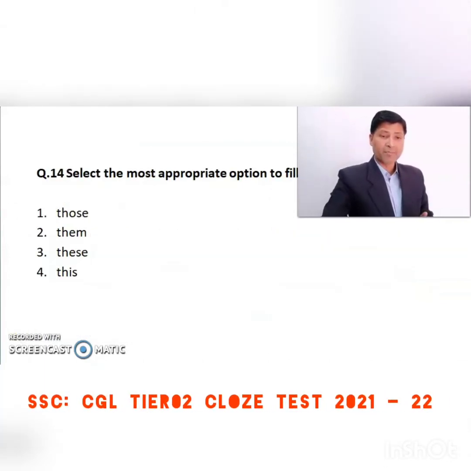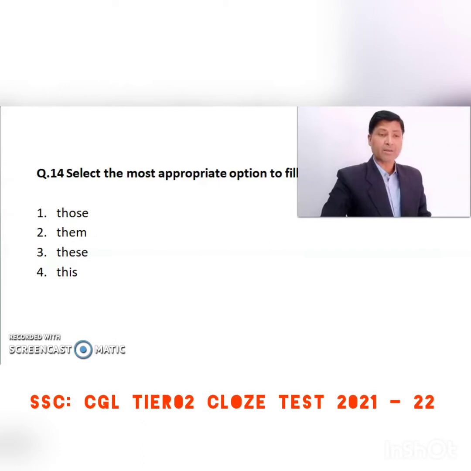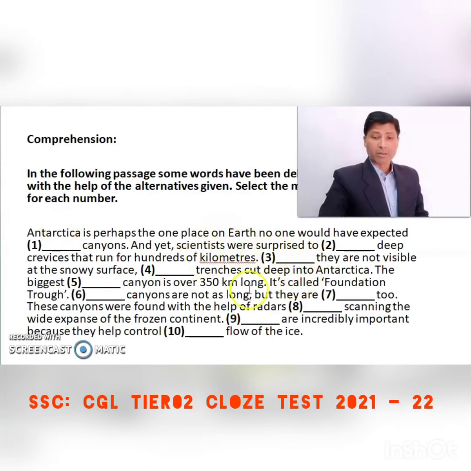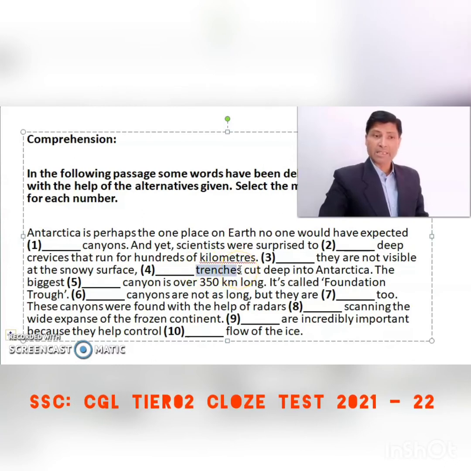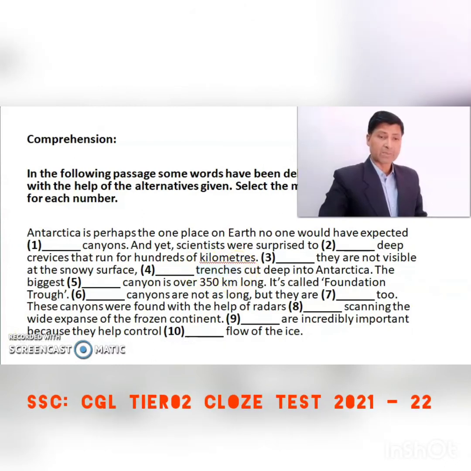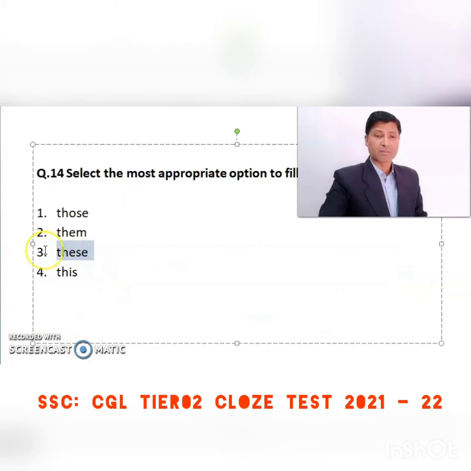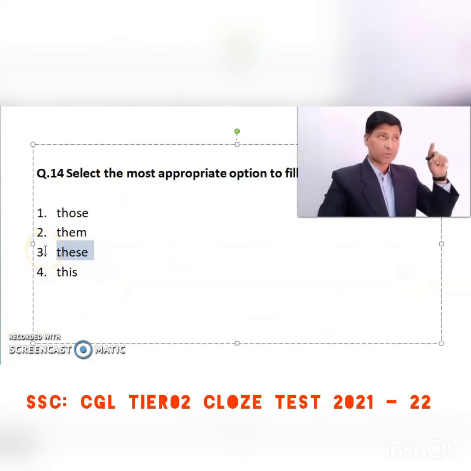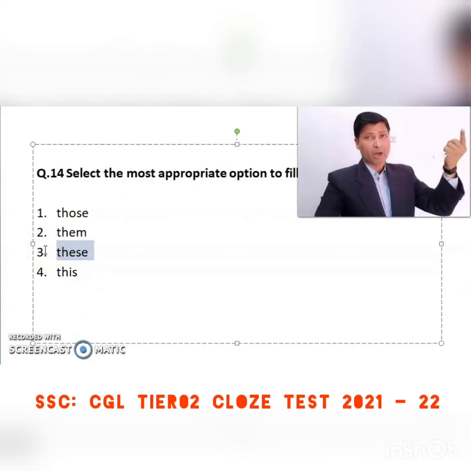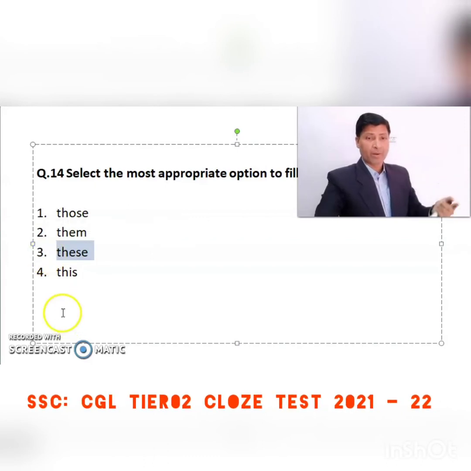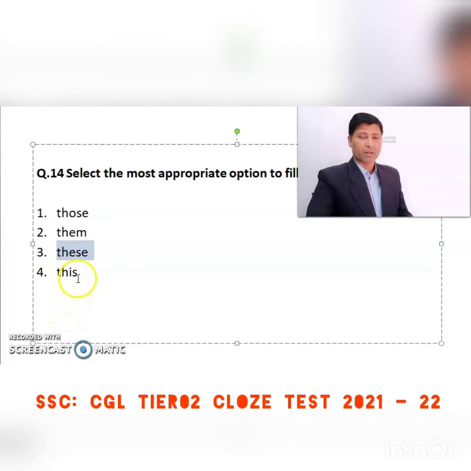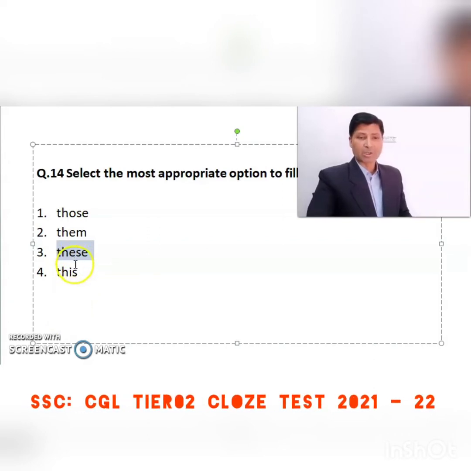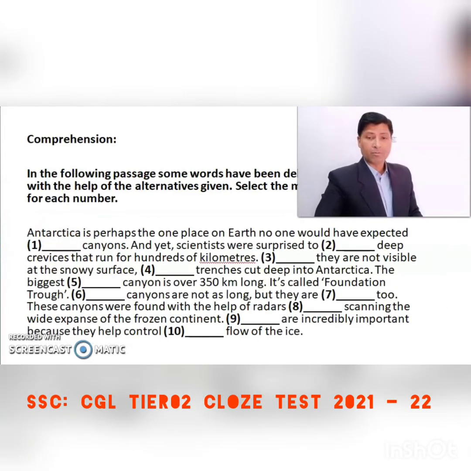Those, them, these, this. Obviously here the coming noun is plural, hence there should be a plural adjective, and this plural adjective is only these. Those is used when we talk about something that is lying away from the speaker, and this is singular. Them cannot go because it is the objective form, so the only answer will be these. So these trenches cut deep into Antarctica.